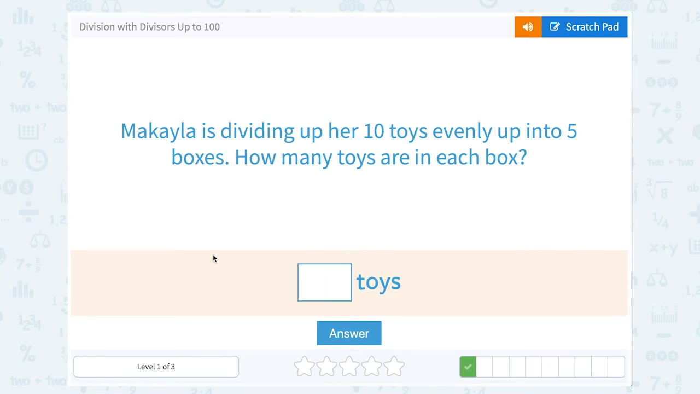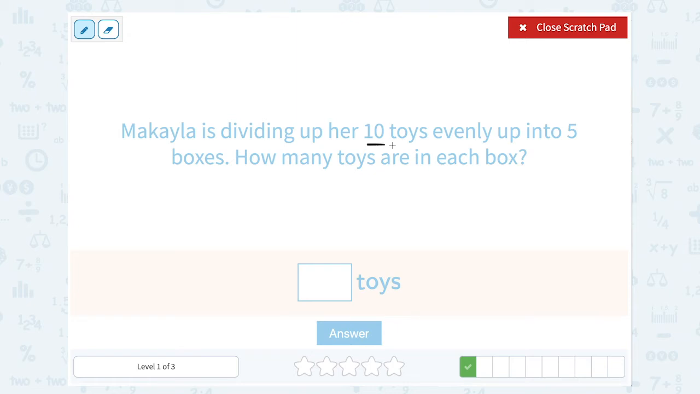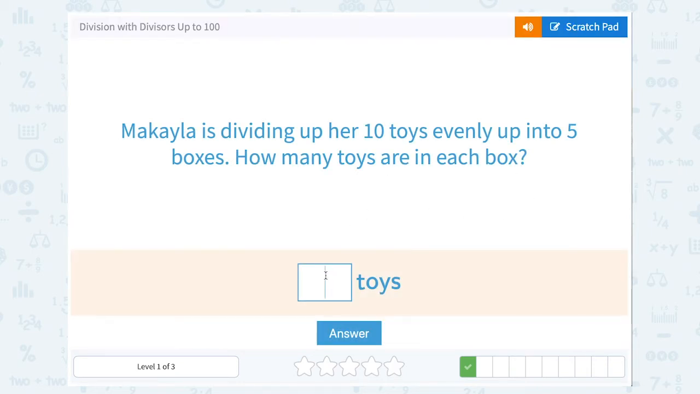Michaela is dividing up her 10 toys evenly into 5 boxes. How many toys are in each box? Well, if she has 10 toys divided by 5 boxes, we would say 10 divided by 5. Now in this case, since it's 10 divided by 5, I think we can do some mental math here and say 10 divided by 5 is 2. So there were 2 toys in each box.